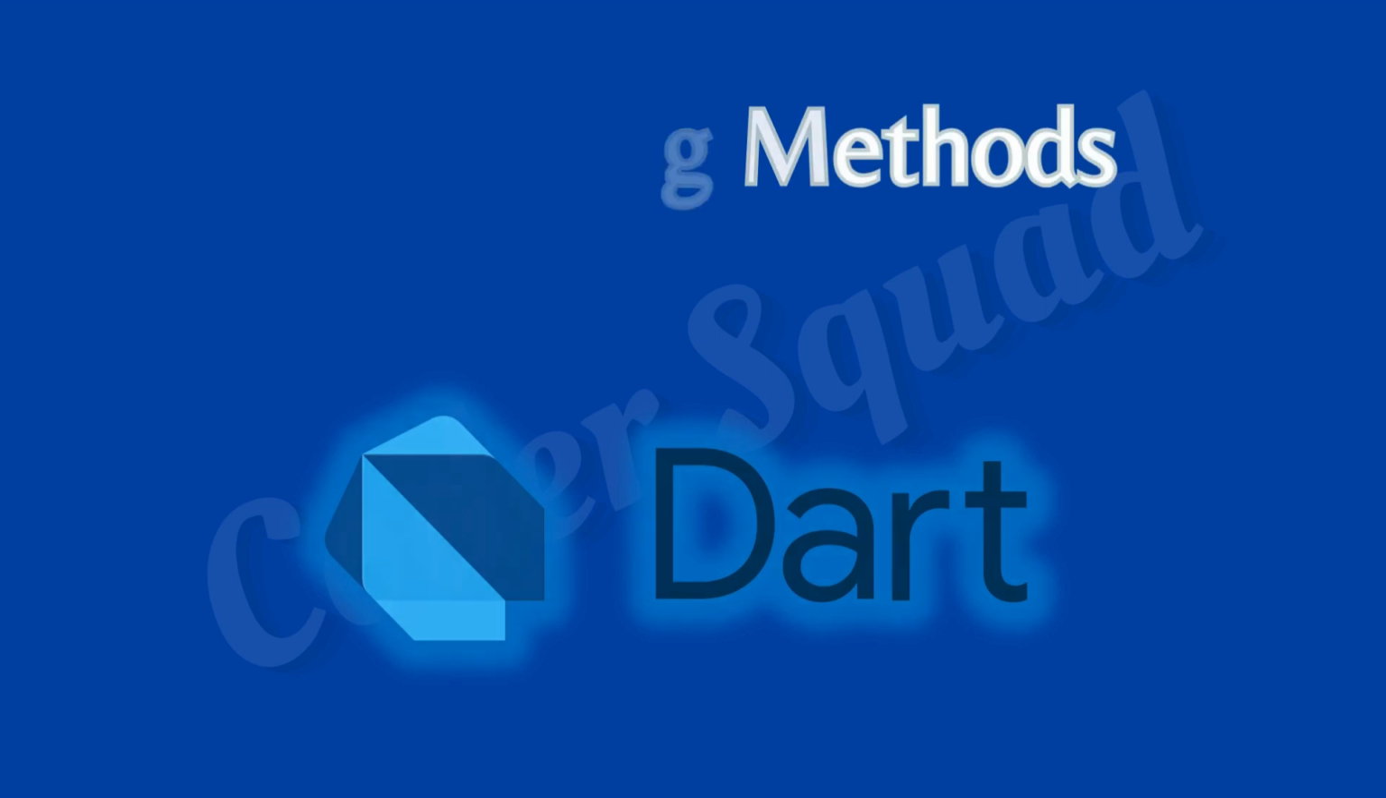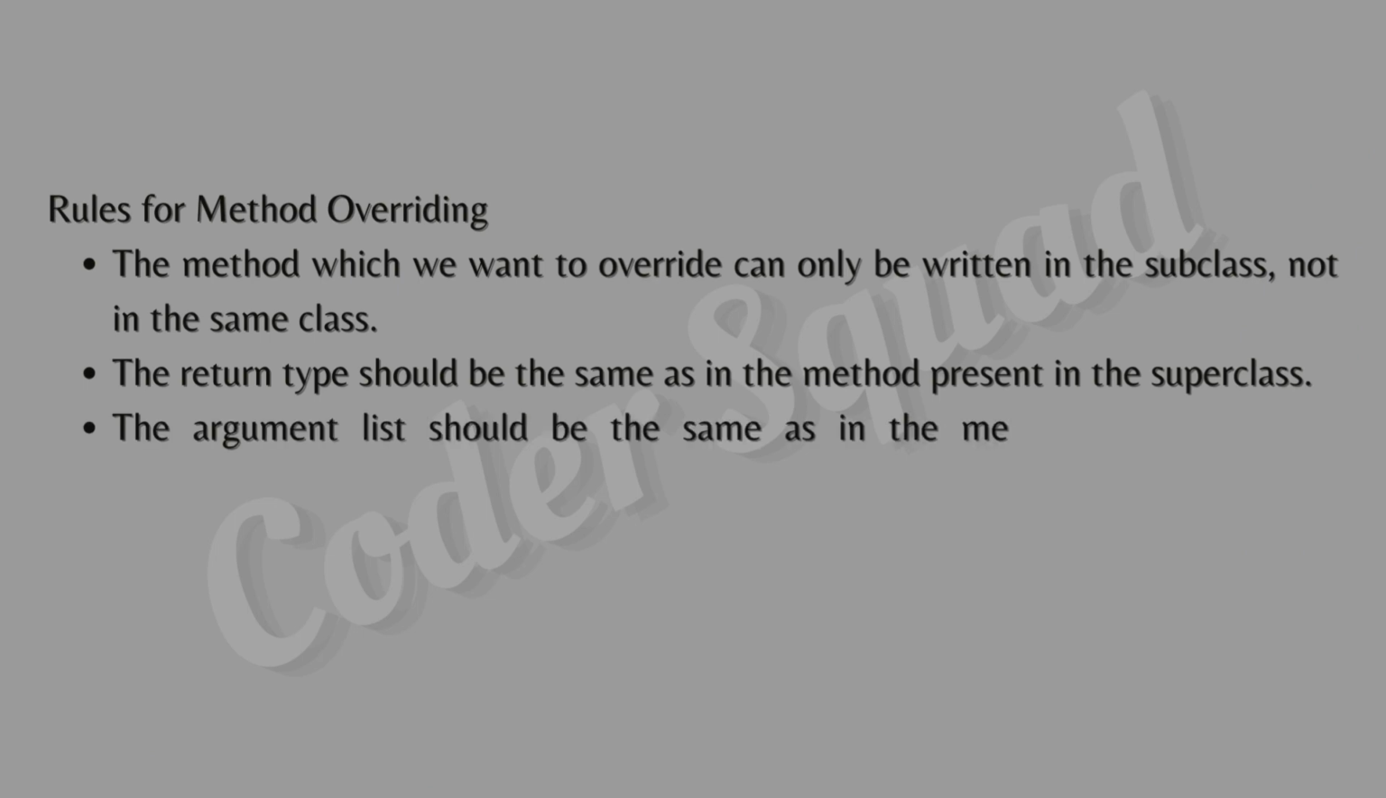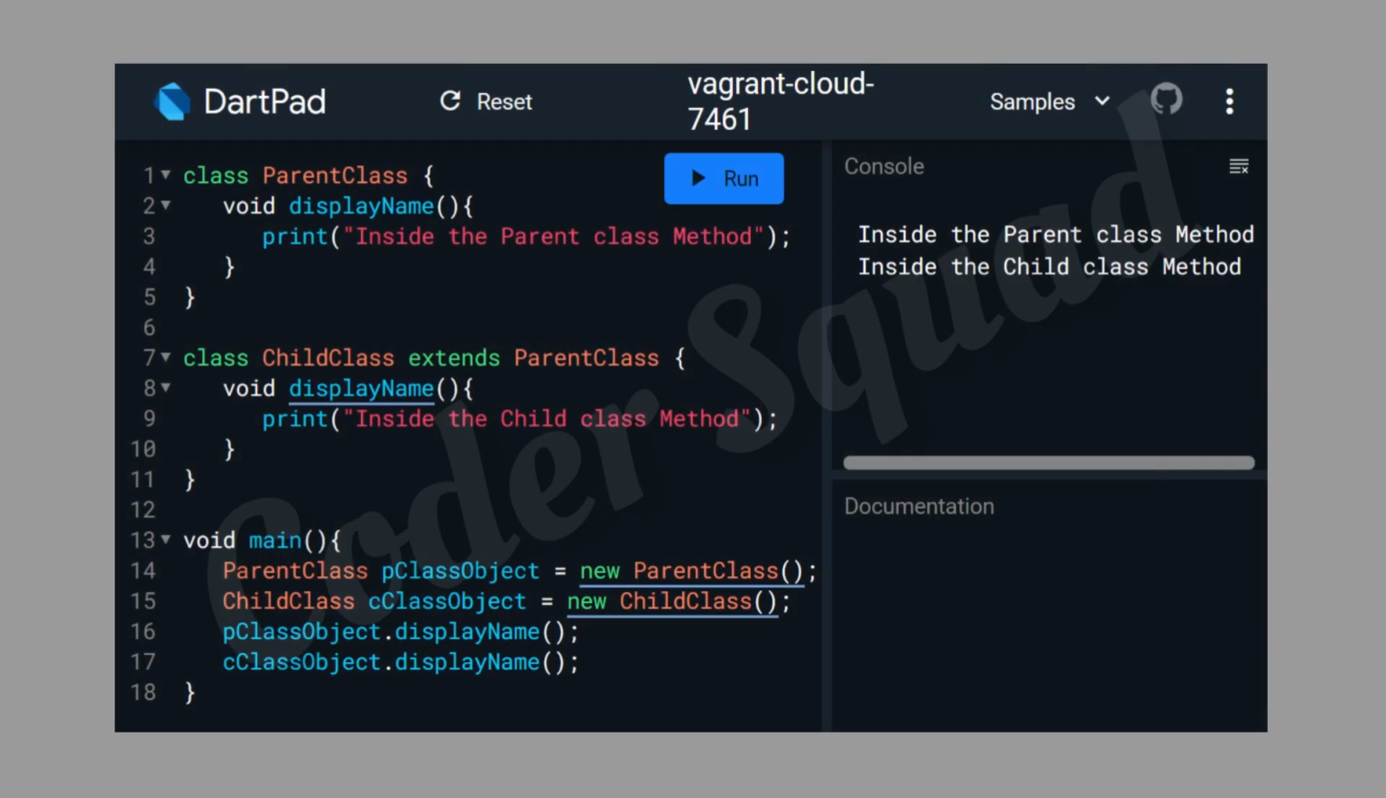A subclass in Dart can override methods inherited from its superclass. This means that the subclass provides its own implementation of a method, tailoring it to its specific needs. Let's explore method overriding.